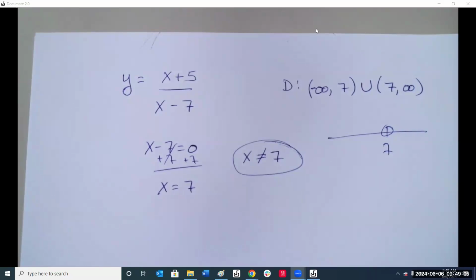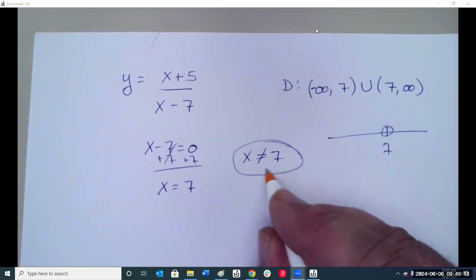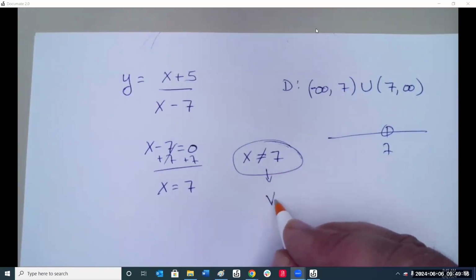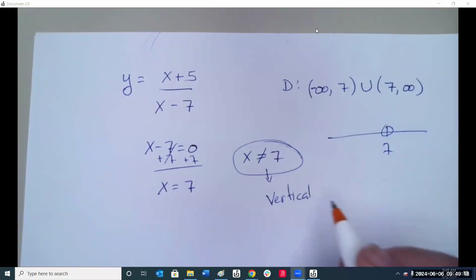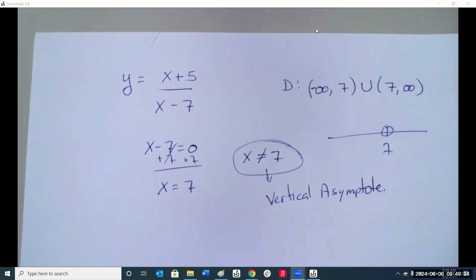Because we can't use 7, it's got a special name, actually. We're going to talk more about this later on, but I'll give it to you now. Since we can't use 7, it's called a vertical asymptote. Asymptote simply refers to a number we can't use. That means everywhere up and down that line at 7, we can't use that number. There can't be anything on that line at 7, up and down.